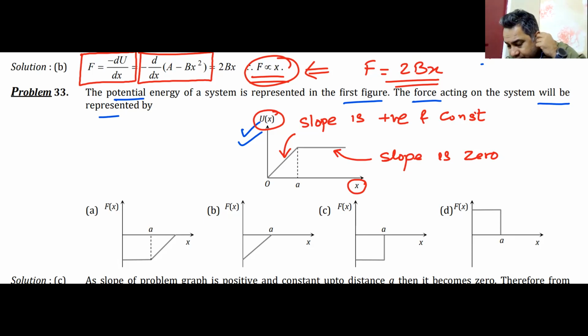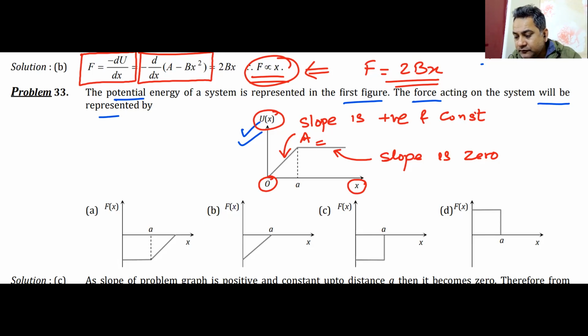Remember, the negative of the slope of the energy graph gives us the force. Slope is positive, so the negative of that slope is negative. So force should be negative from O to A. If I call this point A, from O to A slope is positive, and therefore force has to be negative. And force has to be constant because the slope is constant.